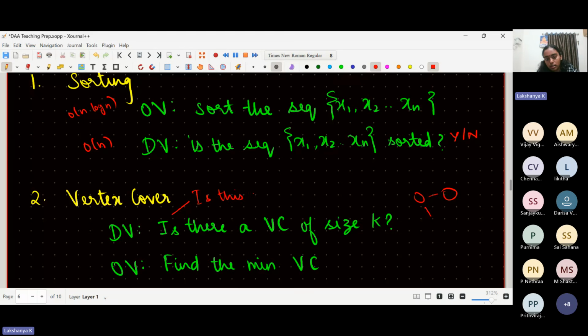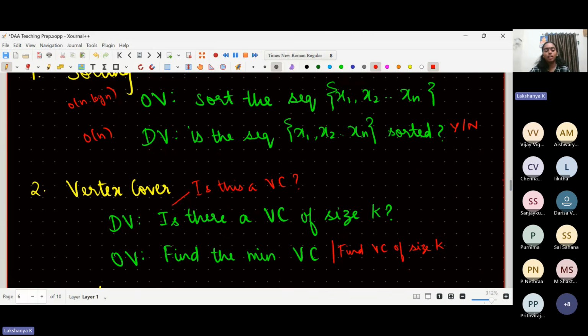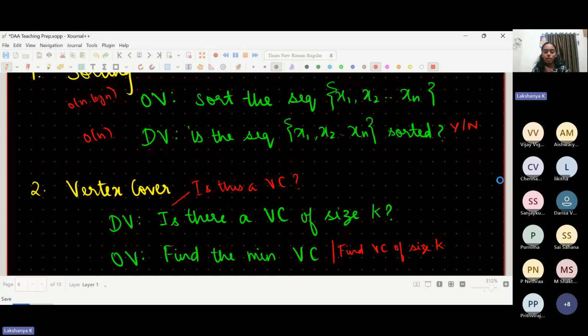Is this VC? So there can be multiple decision versions and multiple optimization versions also. Okay, right. Let me write this. Find VC of size k, right? So it all depends on how you frame it, and that again depends on what you want to solve, what you want to find out.